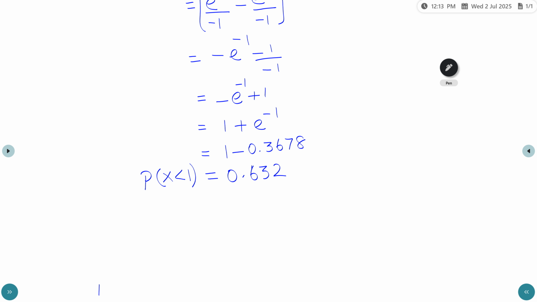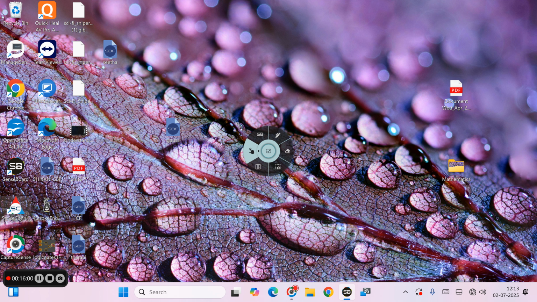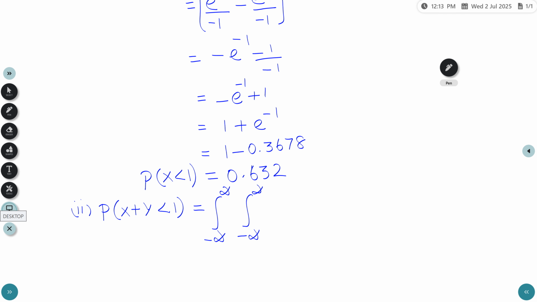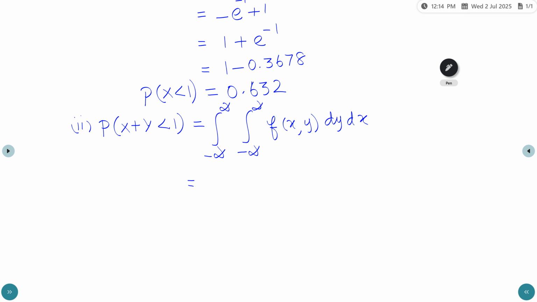The second point we need to find is the probability of x plus y less than 1. That is the general formula, integral from minus infinity to infinity, minus infinity to infinity, of f of x comma y dy dx. Here the x interval is 0 to 1.